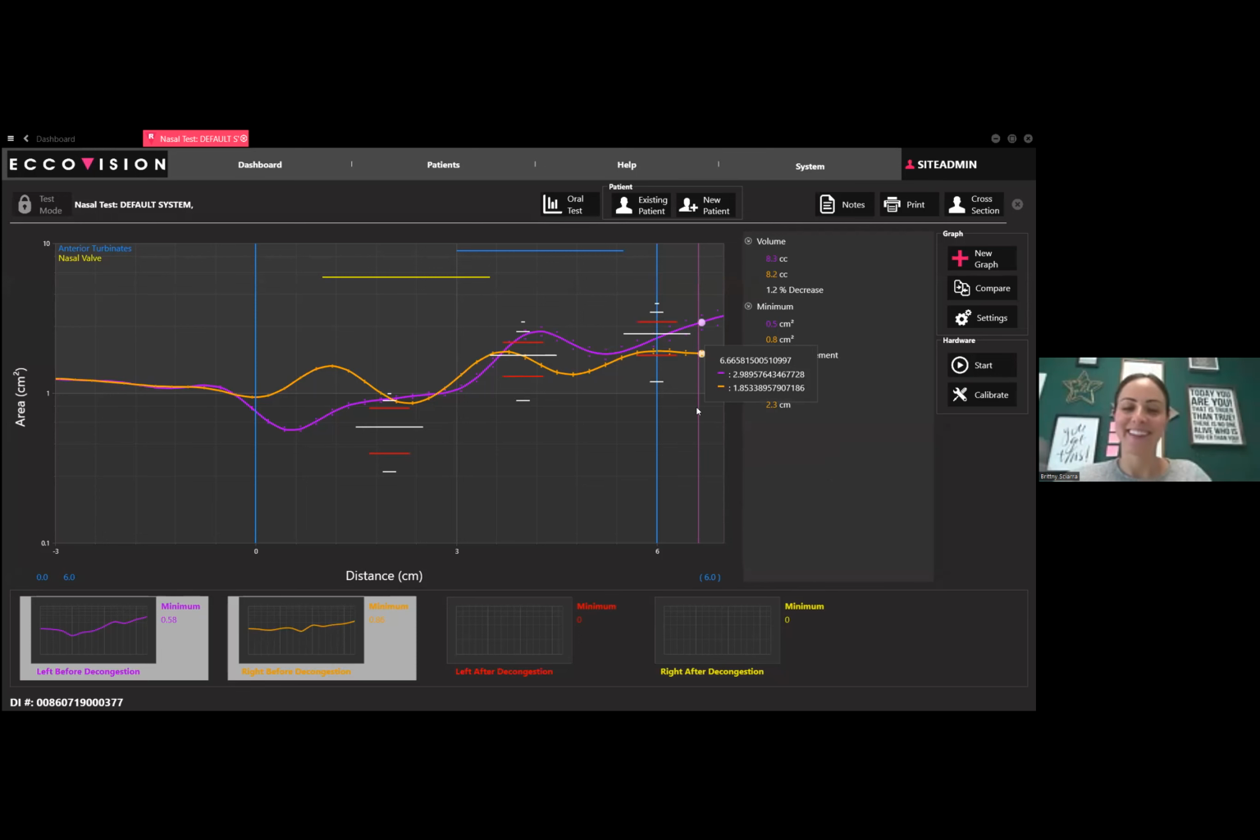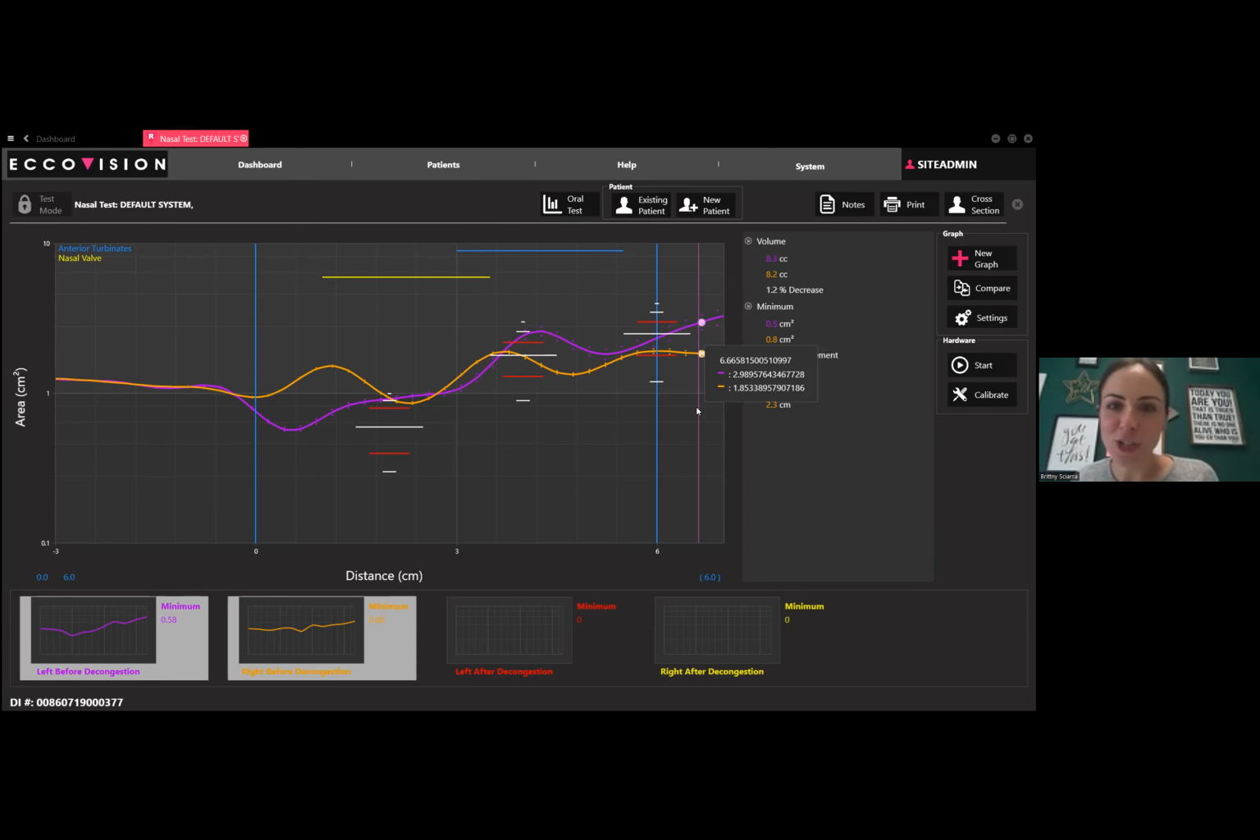But before we move on to pharyngometer, let's see how well you learned last month. Which side is left and which side is right? Which line? What color? Oh gosh, now you're putting me on the spot. So left side is the purple one. Correct. Very good. And then the right side is the yellow one. Right.